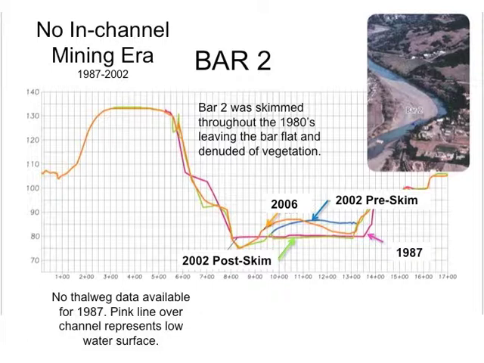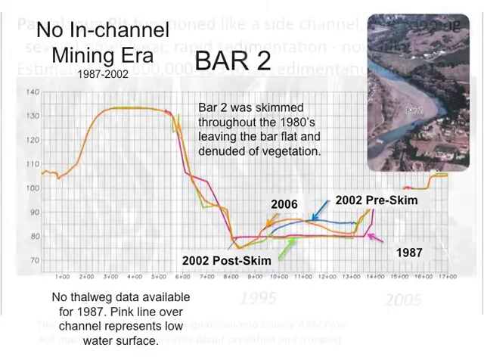Also, habitat for fish was monitored in detail, and riffles and pools were not affected at all by these episodes of skimming at Bar 2 or Bar 13. So we have a way to manage sediment that's sustainable, using gravel extraction.